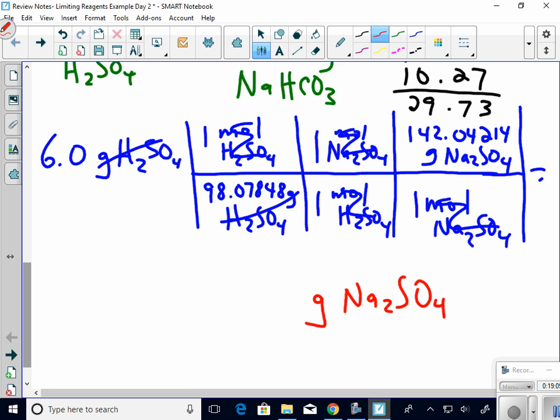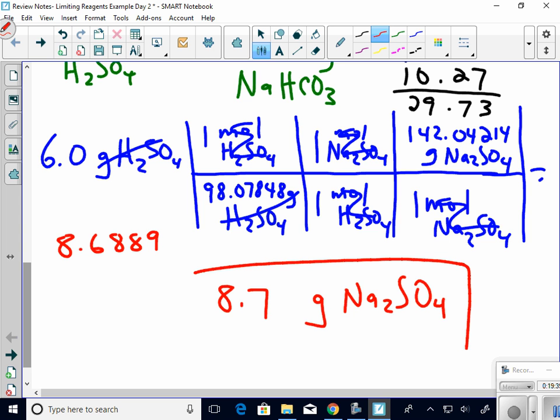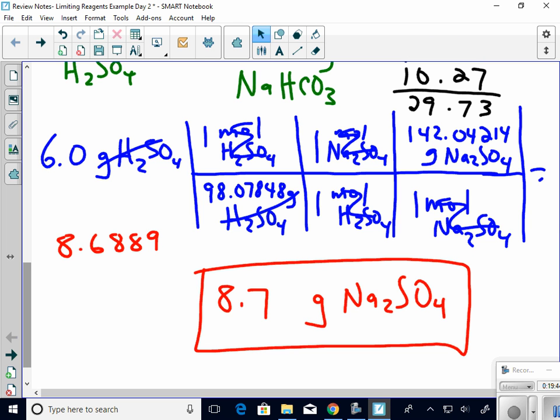And I come up with a value of 8.6889. That's enough because I look way back. How many sig figs do I need? 2 because of 6.0, right? So if I round that to 2 sig figs, there is my final answer.